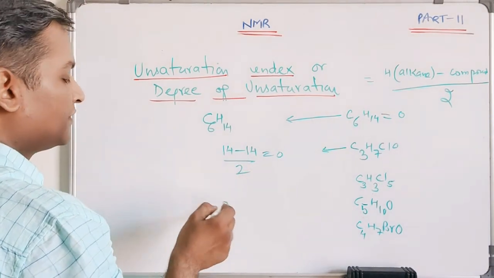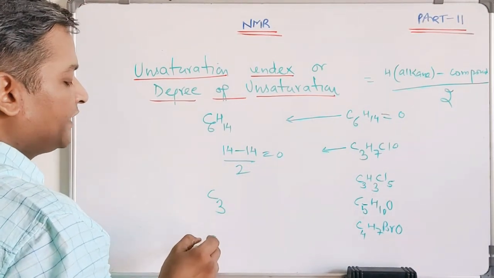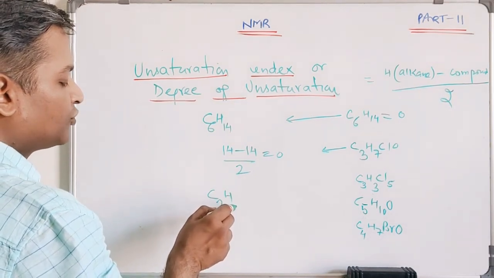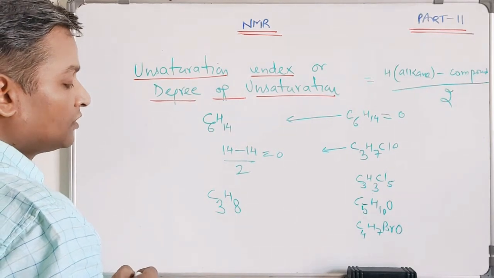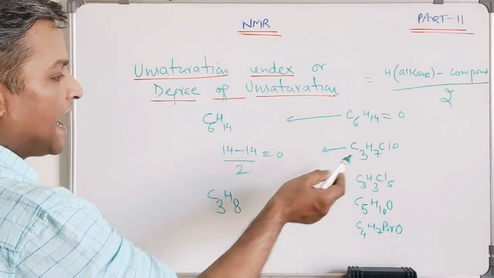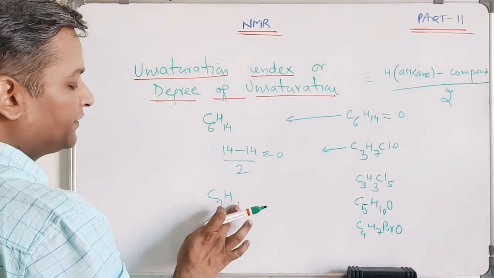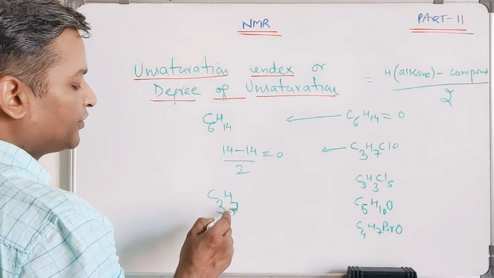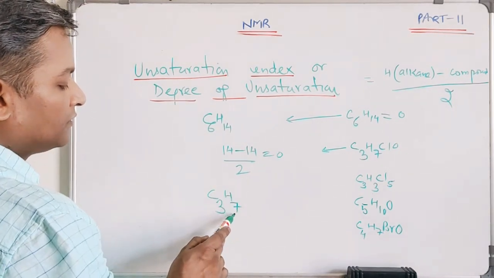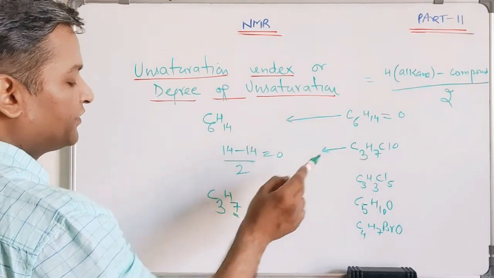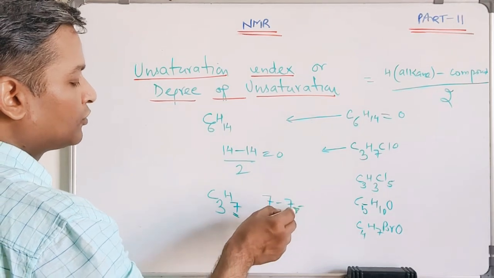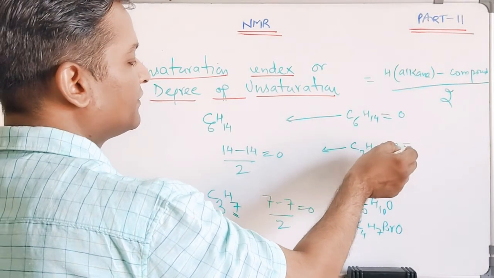The second compound is this C3. For C3, the alkane should be C3H8, right? So for C3, the number of protons should be 8, and it also contains one halogen. So decrease one hydrogen, so it will become C3H7. Now for this compound, 8 minus 7 divided by 2, so the degree of unsaturation here is again 0.